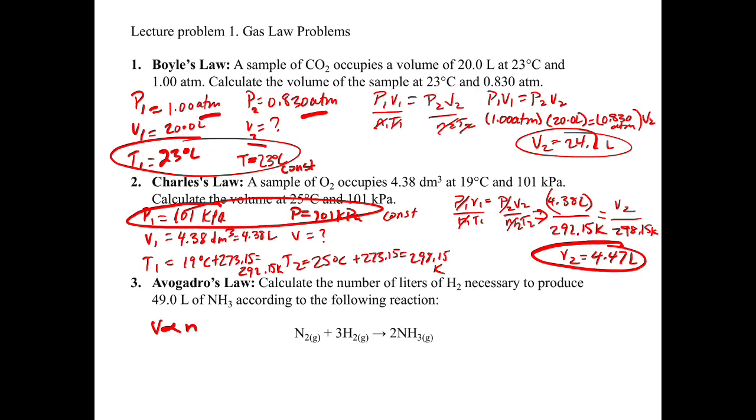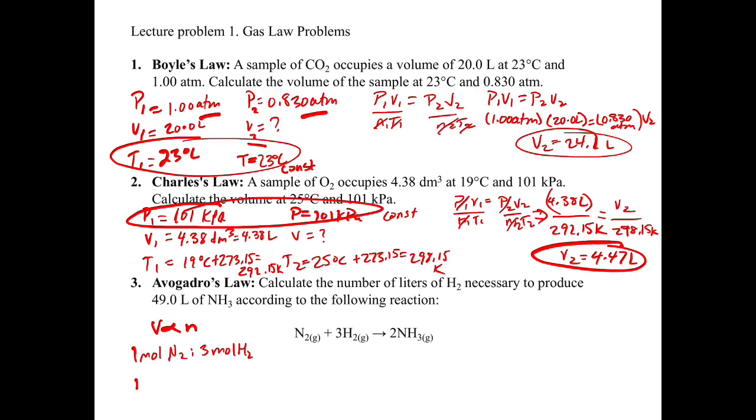So if we use this for a reaction, what that basically means is that if we have 1 mole of N2 is proportional to 3 moles of H2, meaning that if we react 1 mole of N2, we're going to need 3 moles of H2, we can say that 1 liter of N2 would require 3 liters of H2 because volume is proportional to the number of moles.